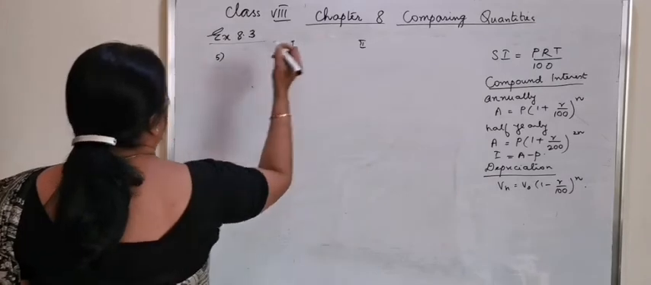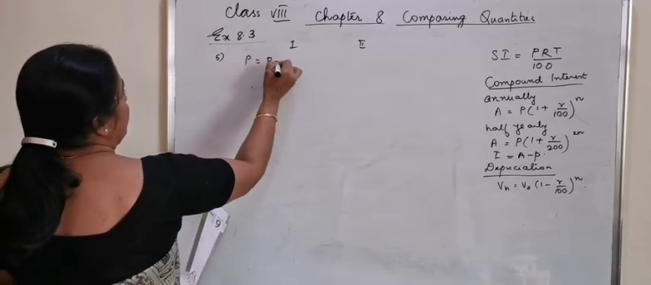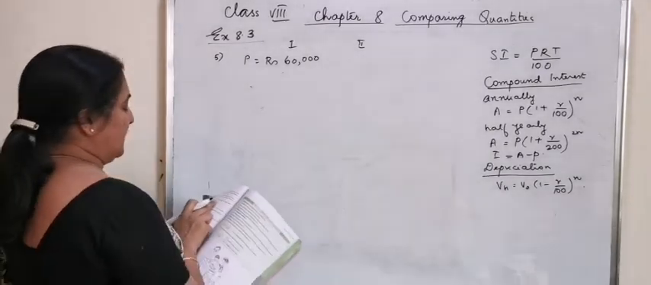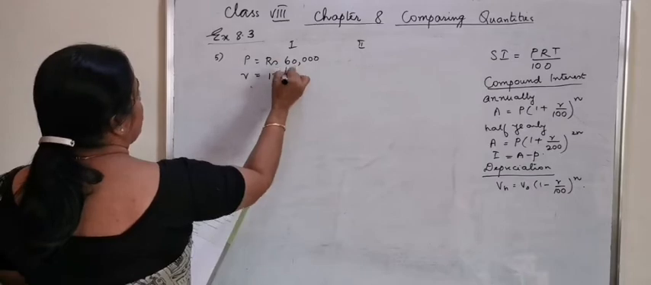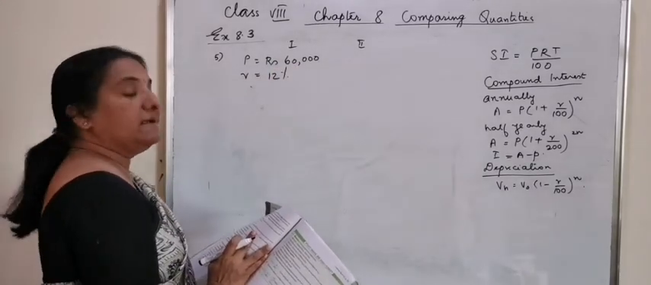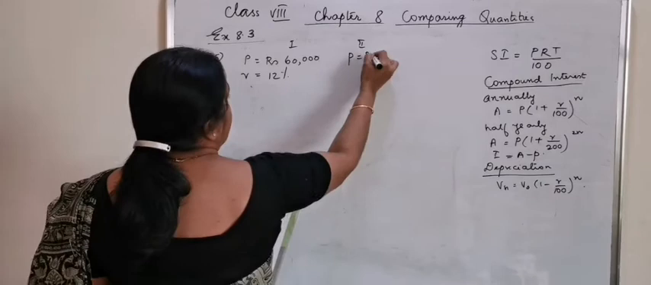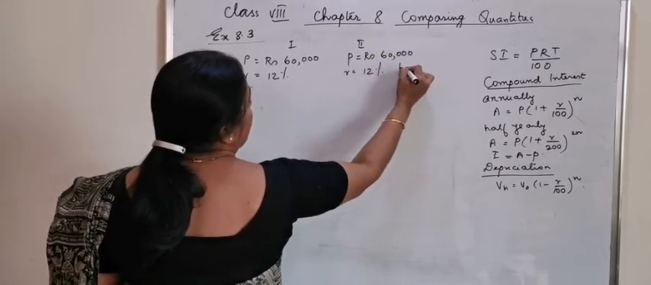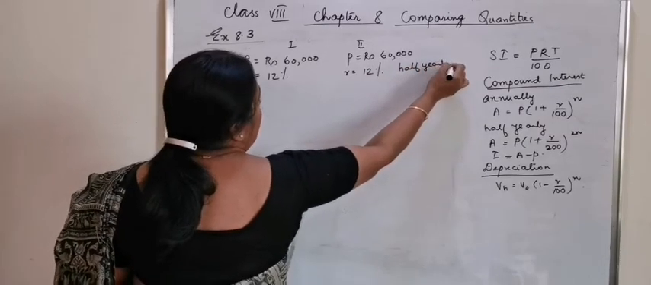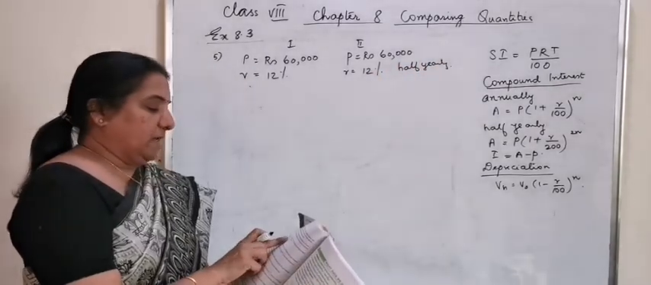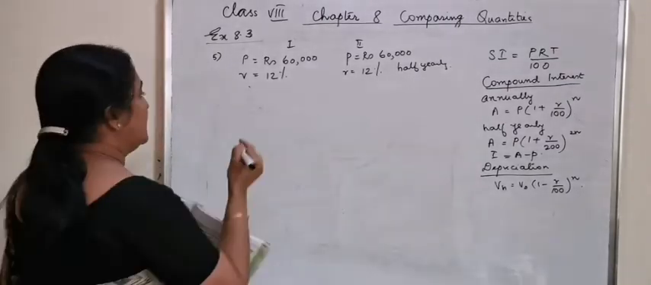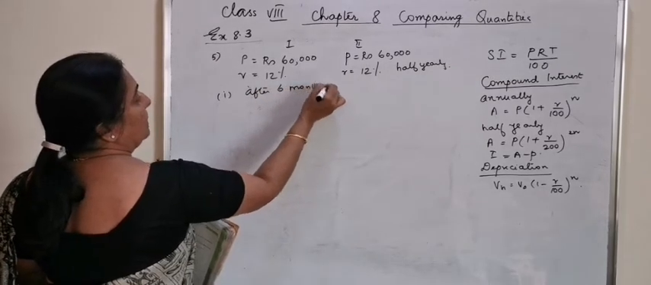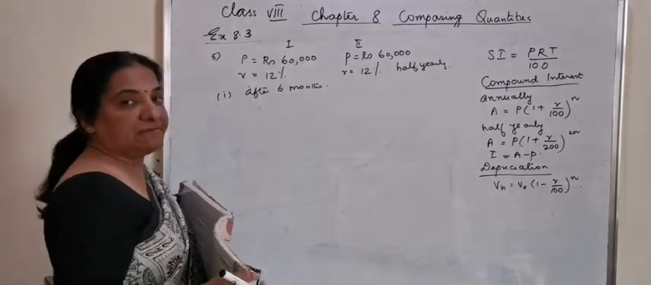Vasudevan invested rupees 60,000. Again, the first part and the second part. Principal is equal to rupees 60,000 at an interest of 12% per annum. Rate is equal to 12% per annum compounded half yearly. Principal is equal to rupees 60,000. Rate is equal to 12%, and here it is half yearly. And now what amount would he get after 6 months? So the first calculation after 6 months we will do only by the simple interest formula.